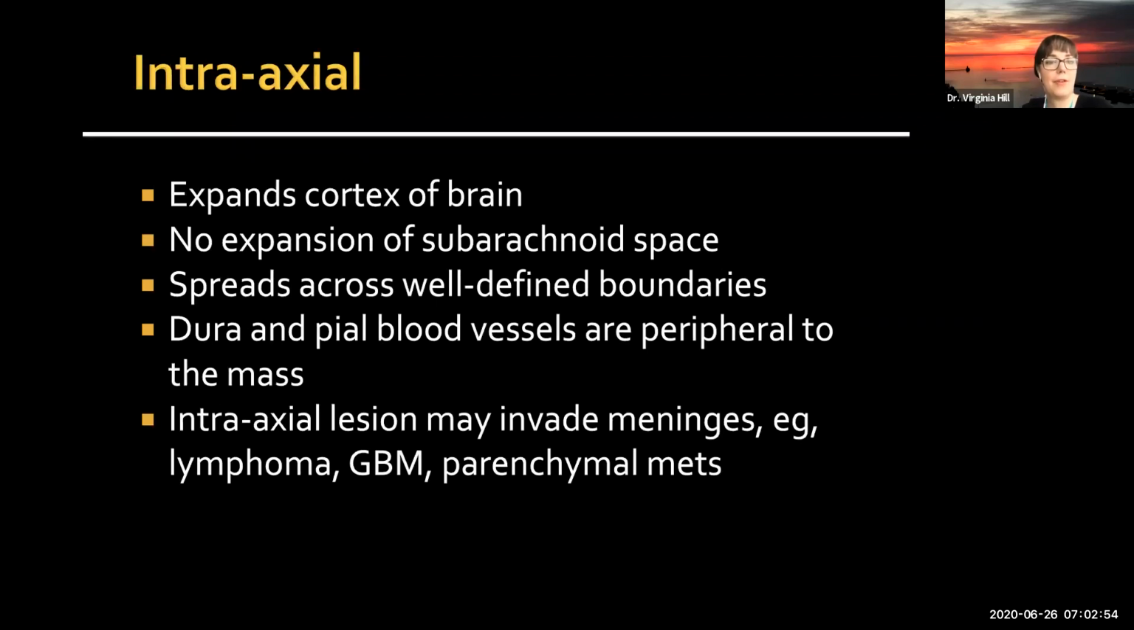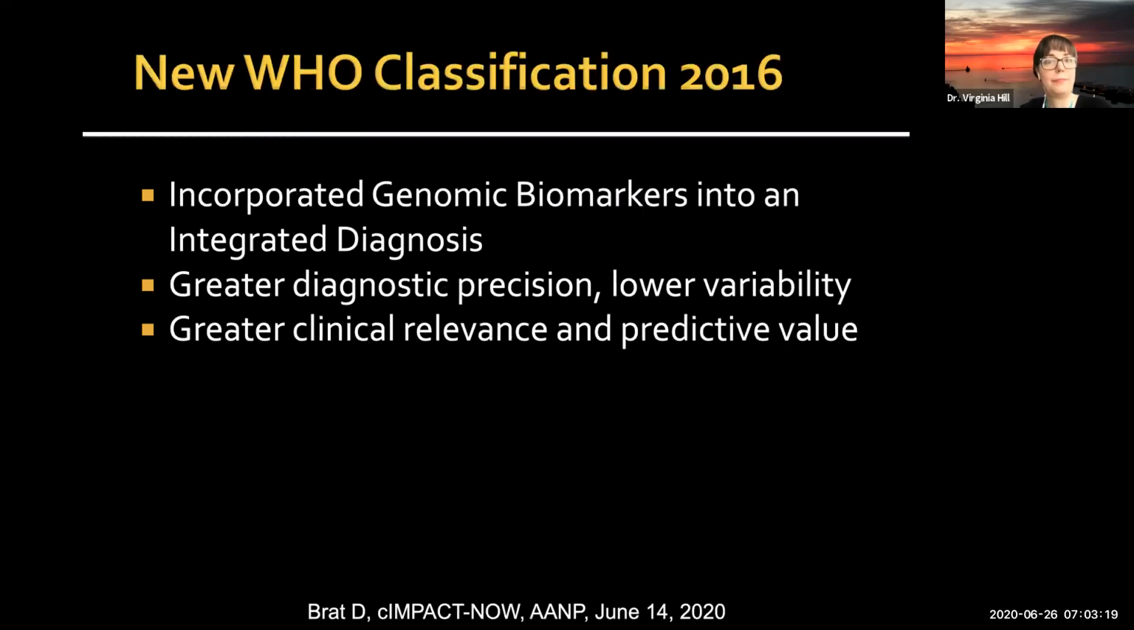Intraaxial tumors, on the other hand, tend to expand the cortex of the brain. There is no expansion of the subarachnoid space. They spread across well-defined boundaries. The dura and the pial blood vessels are peripheral to the mass, and the intraaxial lesion may invade the meninges, like lymphoma or glioblastoma or parenchymal metastases, for example. So sometimes it can be a little bit difficult to tell the difference between an intraaxial and extraaxial tumor.